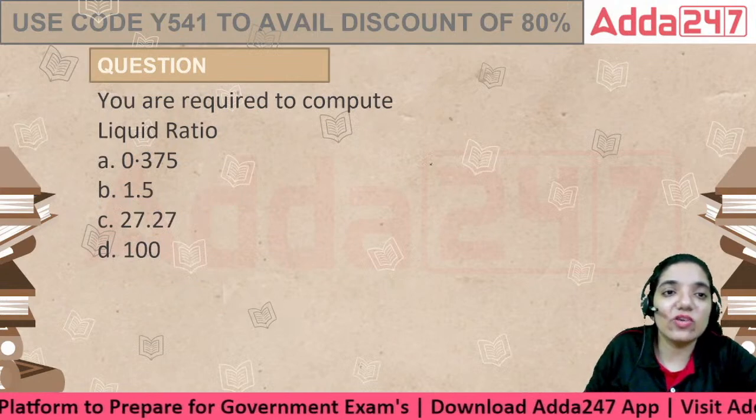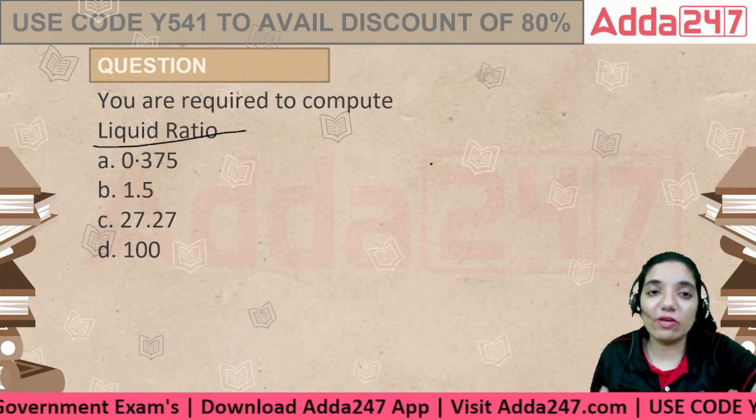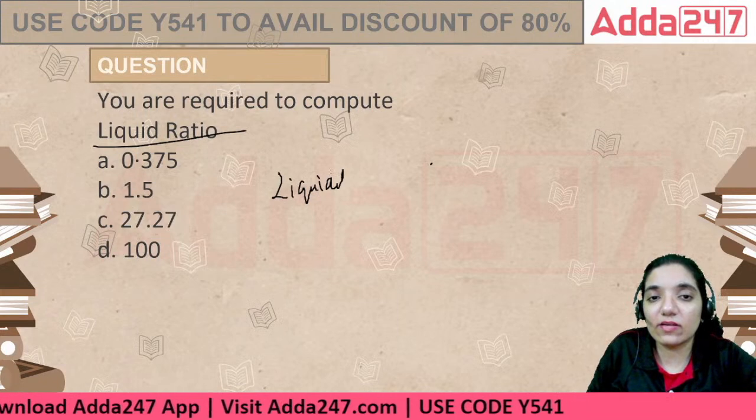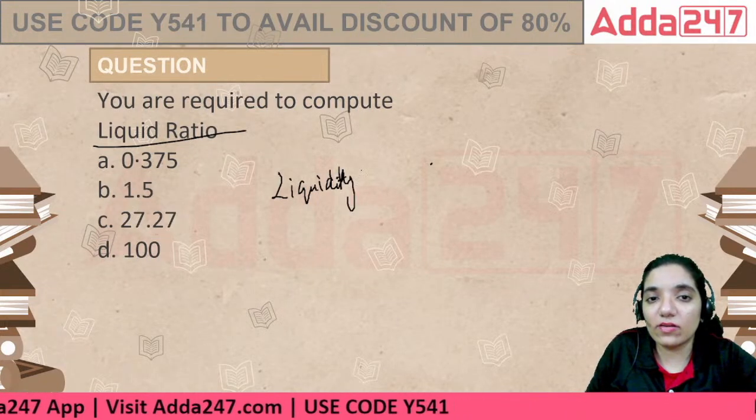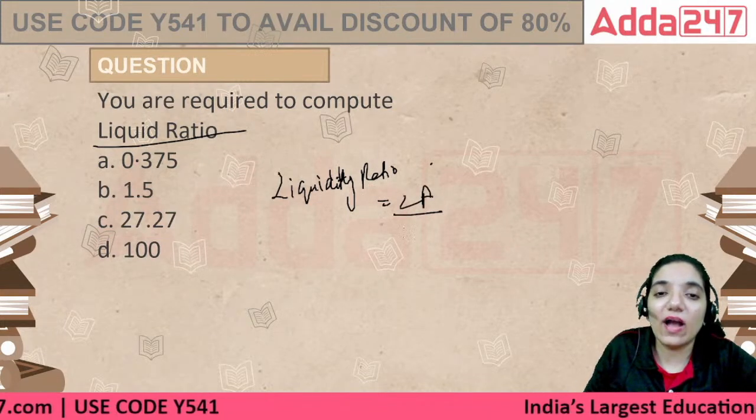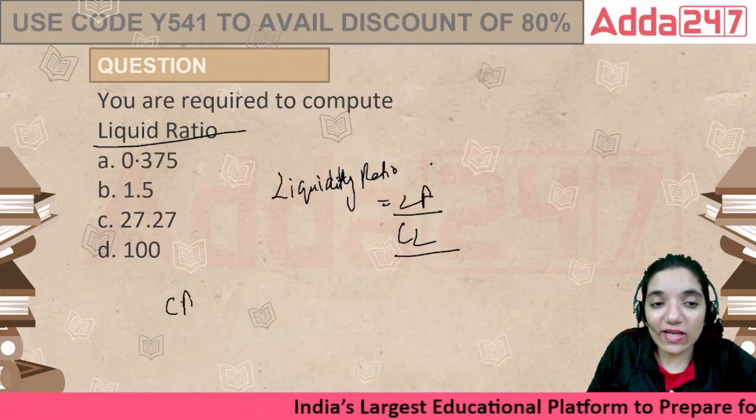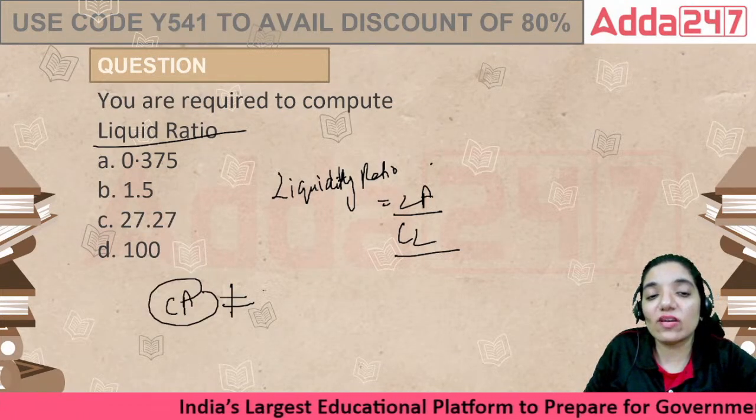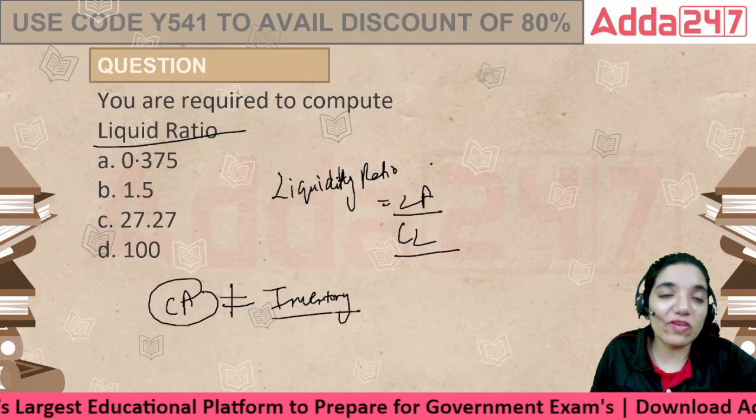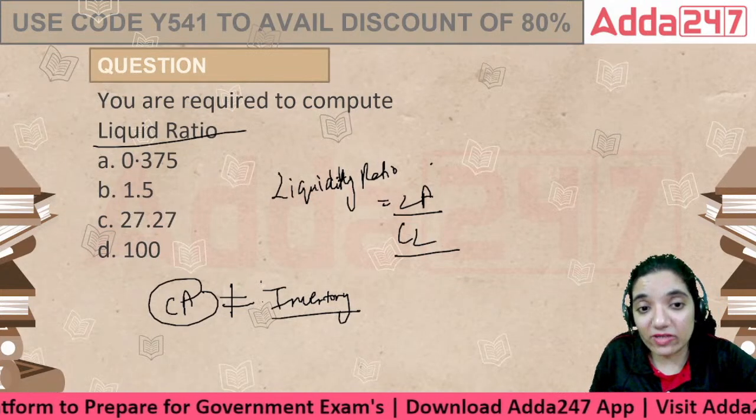Then the question says you are required to compute the liquidity ratio. When we talk about the liquidity ratio, what is the formula? It's basically liquid assets divided by our current liabilities. Liquid assets include all the current assets, but not the inventory, because inventory takes time to give money. If I want to sell my inventory and get money for myself, then it is not possible immediately. It will take time.